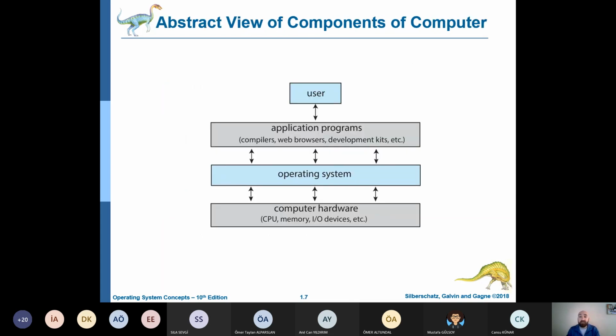Here you can see an abstract view of the components of a computer from hardware to user. At the base level, we have computer hardware such as CPU, memory, I/O devices, etc. And we have an intermediate level between computer hardware and application programs. So actually, we can describe an operating system in this manner. We have an intermediate layer through which users or application programs can use the computer resources. So we need operating systems to create an interface between hardware and the user or application programs.